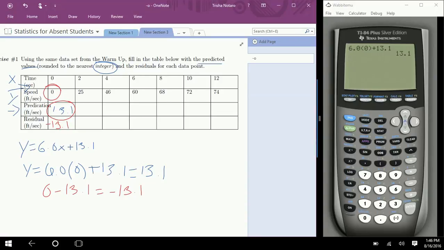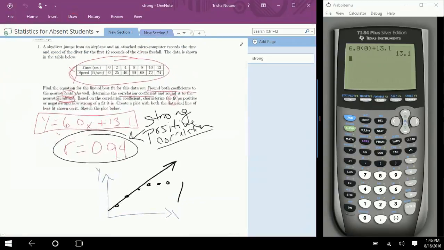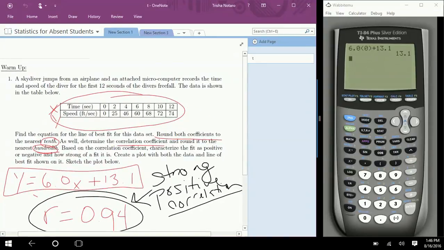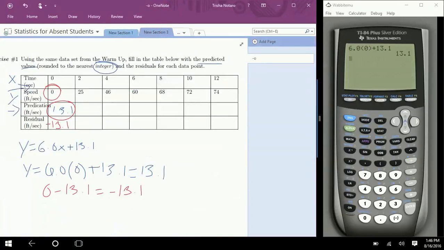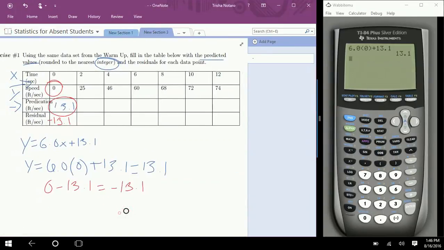Now the original problem was talking about a skydiver jumping from an airplane, and they attached a microcomputer to see the time in seconds. Our equation is basically saying that after 0 seconds, they were at 13.1. So this is basically showing me how off it is from the actual observed value.